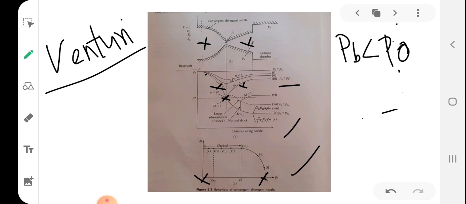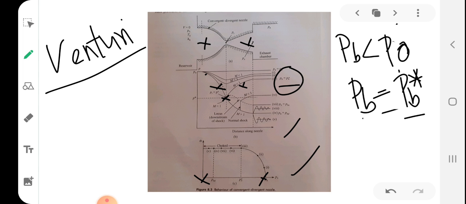The pressure PB corresponding to that particular value where Mach number at the throat becomes equal to 1 is termed PB star. PB star is that particular back pressure value when the Mach number at the throat becomes unity. So still the passage is a Venturi only. It has not become a convergent divergent nozzle yet.